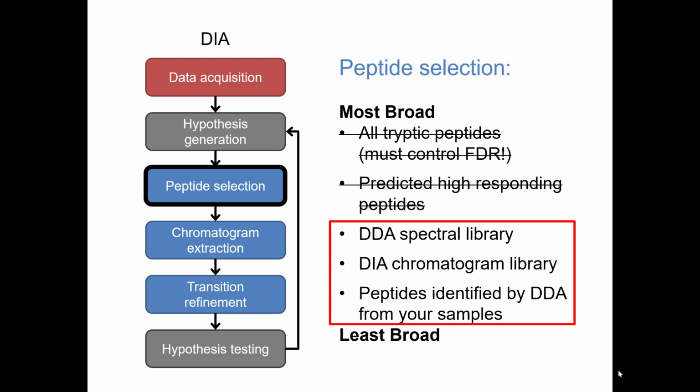Another strategy you might have would be, well, could we predict all of the high responding peptides? And we tried that as well. I would recommend not going down this road. It's maybe not as fruitful as just looking at a lot of previous data that's already been collected.